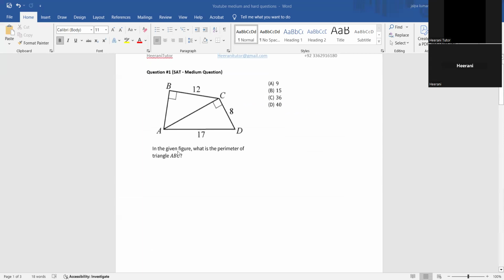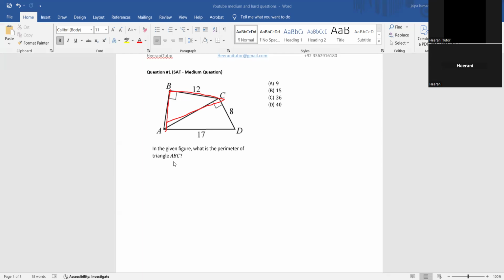Let's read the first question. It says, in the given figure, what's the perimeter of triangle ABC? If we look at this triangle, let's just highlight what we need to find out. We have to find out the perimeter of this triangle. Like, what is the perimeter? It's like adding all the side lengths of this triangle.